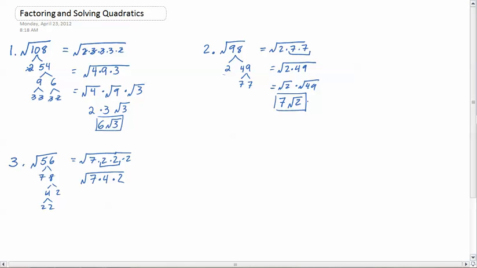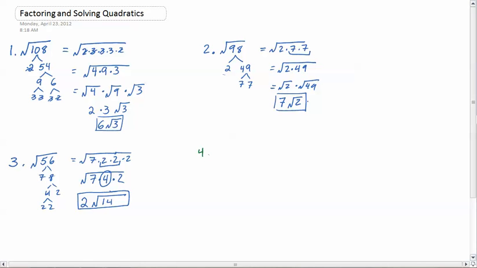Again, this is the root of 7 times the root of 4 times the root of 2. The only thing I can take the square root of is the 4. So I'm going to take the square root of the 4. The square root of 4 is 2. Everything else has to stay inside the square root, which is the 7 and the 2. 7 times 2 is 14. That would be that answer. All right, let's go on.